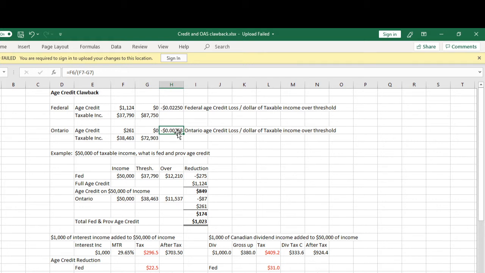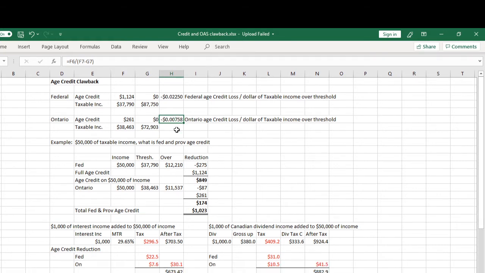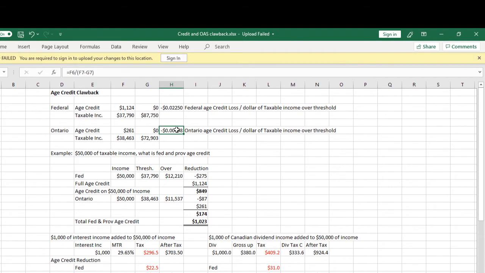So how do you figure this out? Here's how I came up with this number. F6. Hang on, let me click on this. Okay, it's simply this divided by this, 72 minus 38. So that's how I come up with you lose 75% of a penny for every dollar of income over 38,463. So let's get into an example.